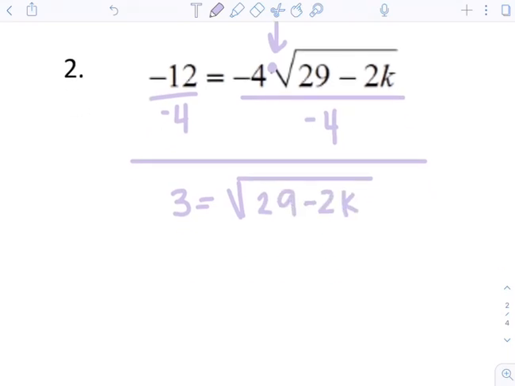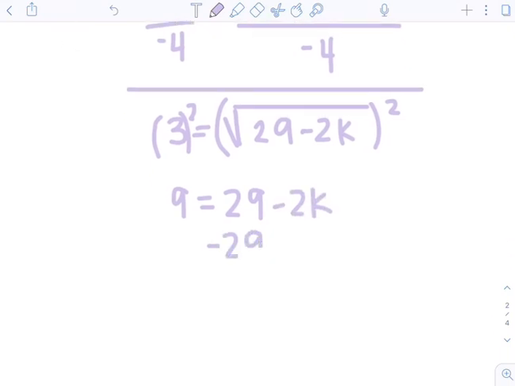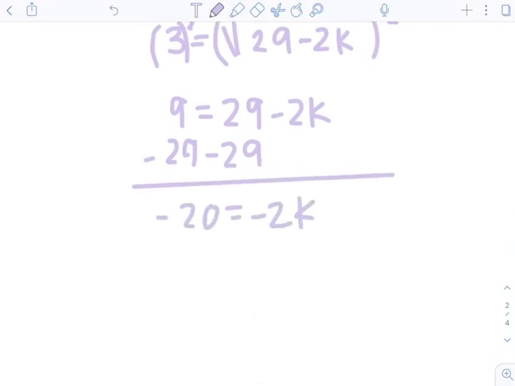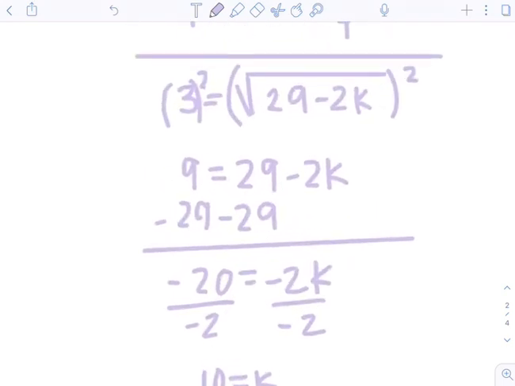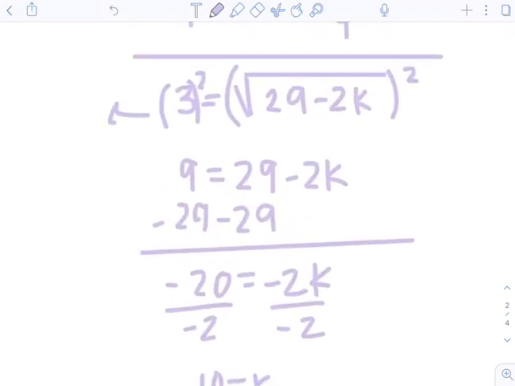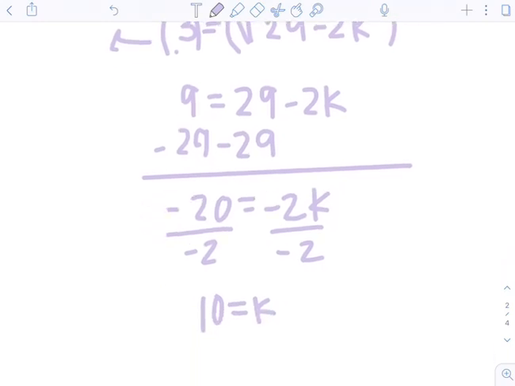Now my square root's by itself, so you're going to square both sides. So 9 equals 29 minus 2k. Now let's get k by itself. So -20 equals -2k. Divide by -2. So 10 equals k. Now going back to this step where my radical is isolated, can I plug anything in for k over here? Nope, my radical equals a positive. So no matter what, this answer is going to work.